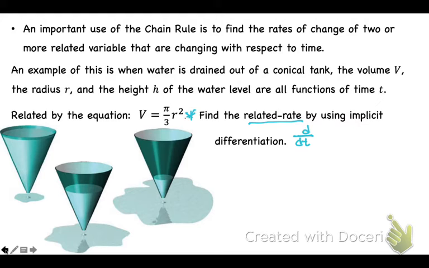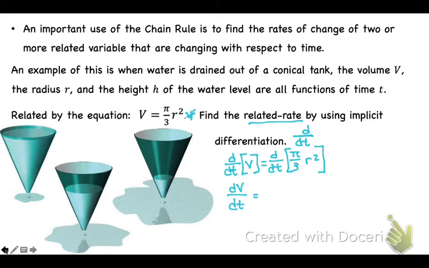So how we're going to do that is we're going to take d dt of V and d dt of pi over 3 r squared. Now, this left-hand side, you're going to quit writing that as a step, and you're just going to write dV dt. Your brain will just automatically do it, because that's all you're doing, right? The derivative of the volume with respect to time. That's what that says.